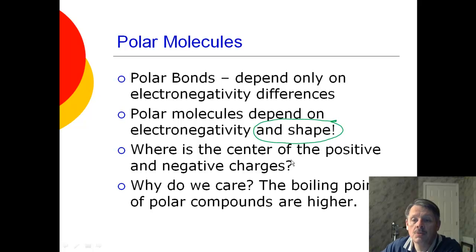So, one of the things we look at is where is the center of the positive and the negative charge. So we look for those things that are slightly positive, the things that are slightly negative, and if they happen to end up at the same place, then the molecule itself is not polar. We'll talk about that. And why do we care? Well, polarity has a big impact on the boiling points of compounds. Specifically, if something is polar, it holds together better, so it does not want to boil, so the boiling points are significantly higher for something that is polar. So you should be able to figure that out.